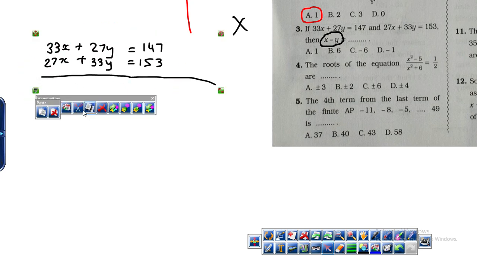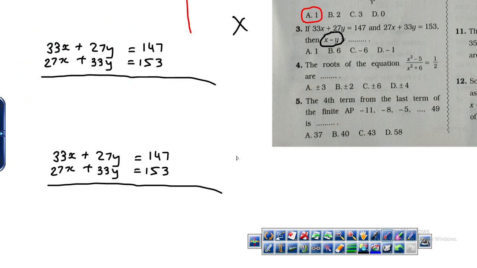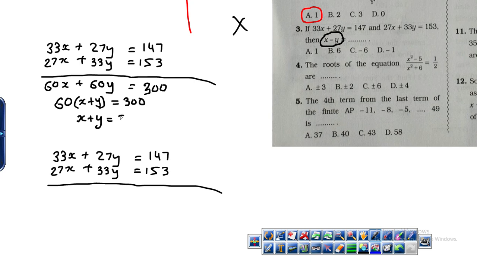So add and subtract. First we will add. 33 plus 27 is 60, 27 plus 33 is 60, 147 plus 153 is 300. 60 is common, and when 60 divides, x plus y is equal to 5 is the answer.